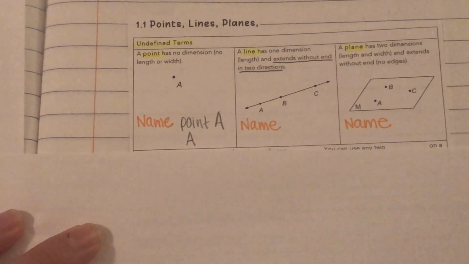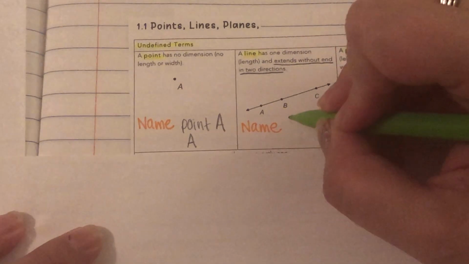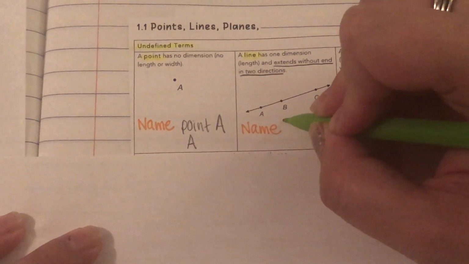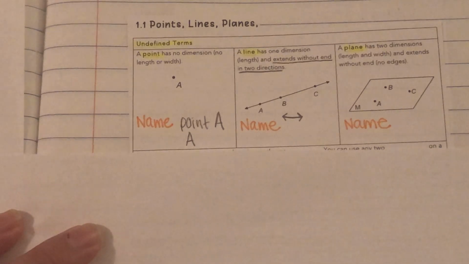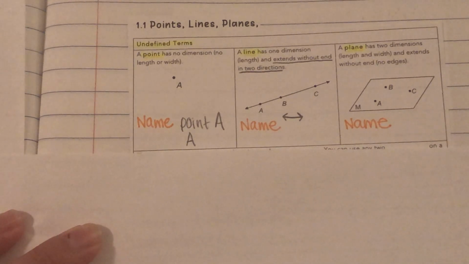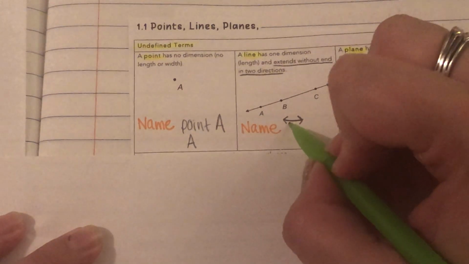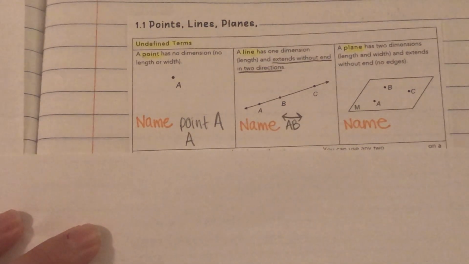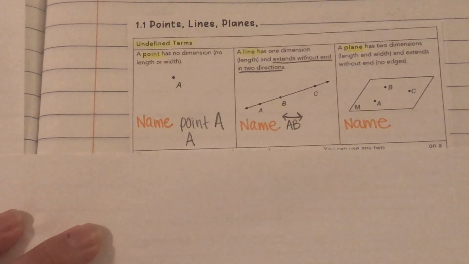Okay, to name this, I could write the word line, but mathematicians came up with a symbol. So the symbol is a horizontal line with arrows at both ends. And I start with that. And then notice that this line has 3 points, A, B, and C. All I have to do is pick 2 of them. So one name for this line is capital A, capital B, with the line symbol above it. And I would read this as line AB.